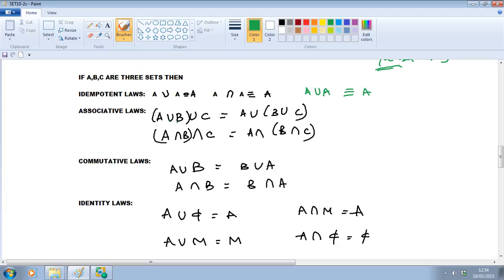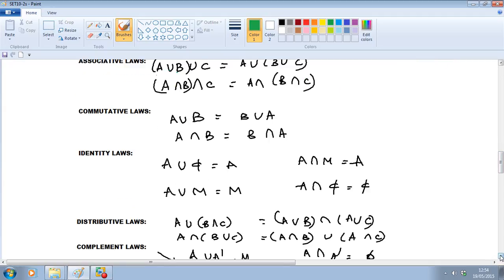So commutative laws, identity laws, we have also seen in the last lesson. A union B is equal to B union A. A intersection B is equal to B intersection A. So what is identity? A union null set is this. Null means it is nil. Null, nothing is there. So A union null is A.